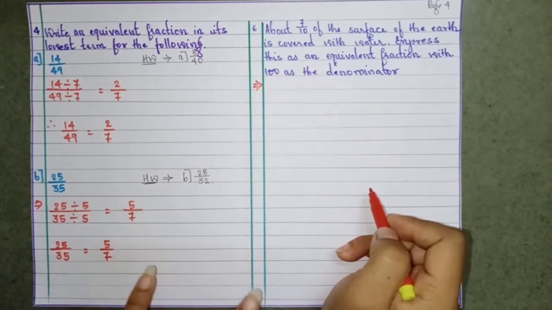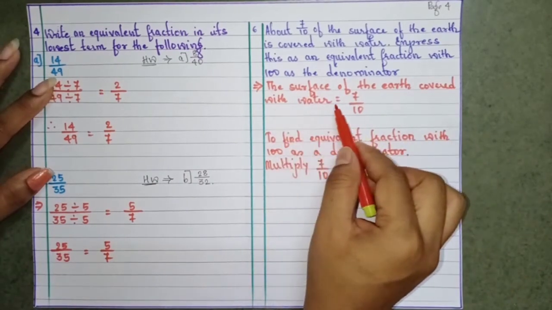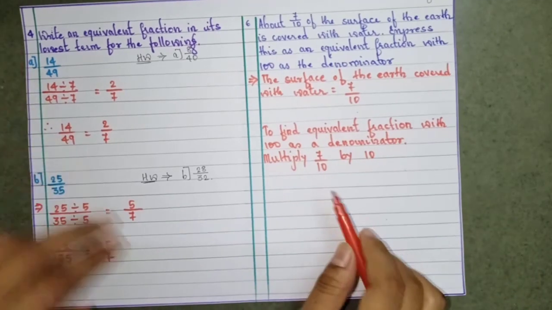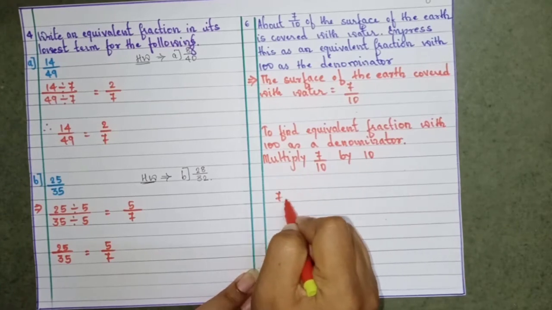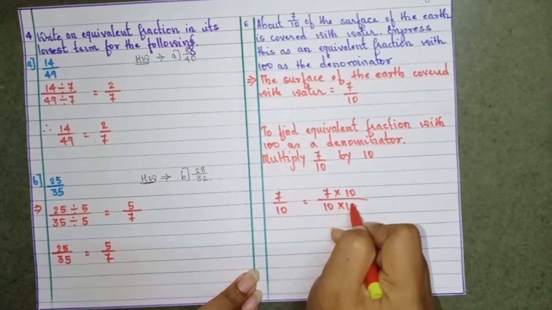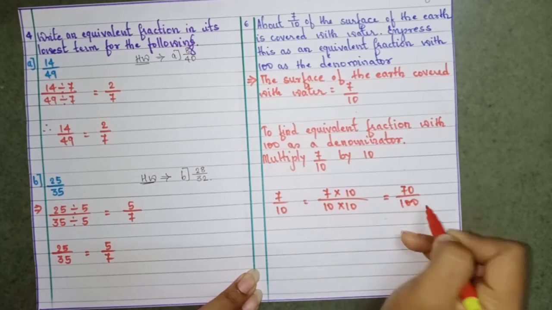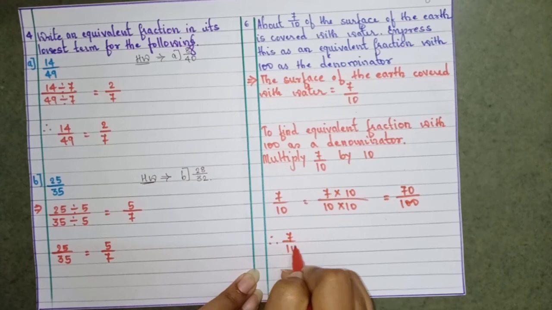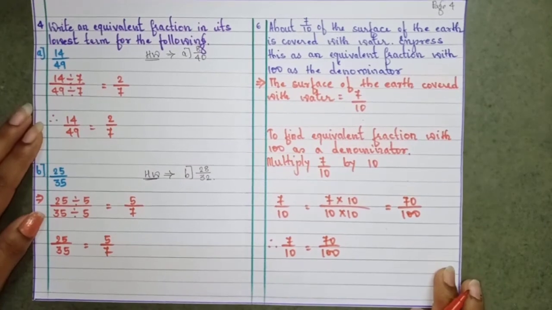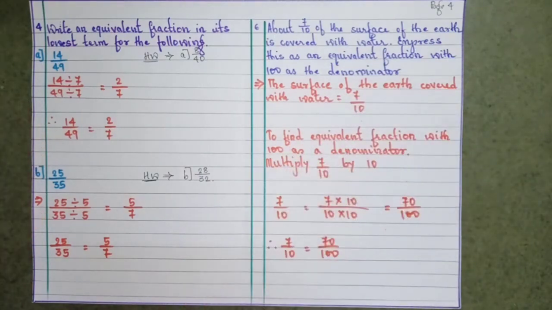Therefore, let's write the given thing first. The surface of the earth covered with water is 7 by 10. To find the equivalent fraction with 100 as a denominator, multiply 7 by 10 by 10. Therefore, 7 by 10 equals 7 into 10 whole divided by 10 into 10. That equals 7 into 10 is 70, 10 into 10 is 100. Therefore, 7 by 10 equals 70 upon 100, isn't it? This is how we have written the equivalent fraction of 7 by 10 with denominator 100.